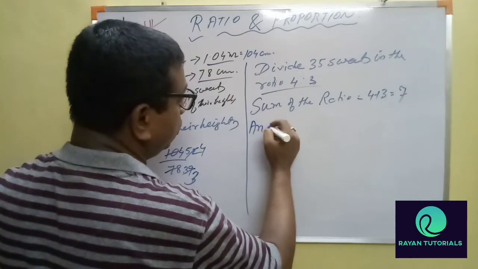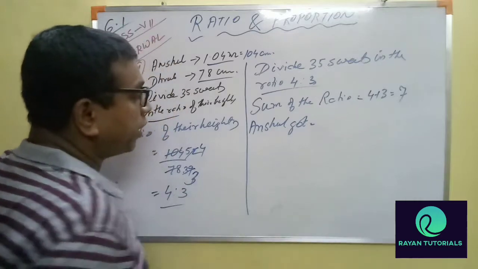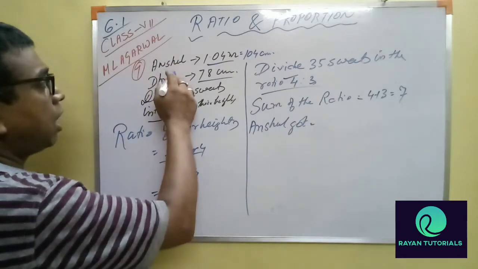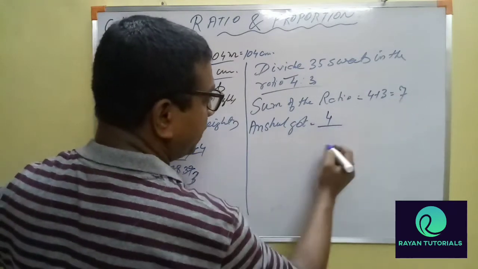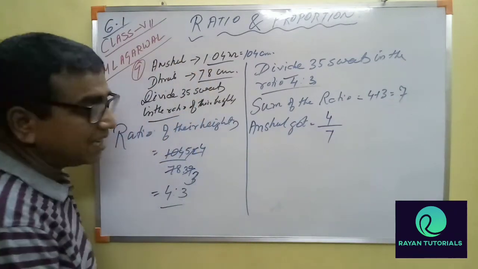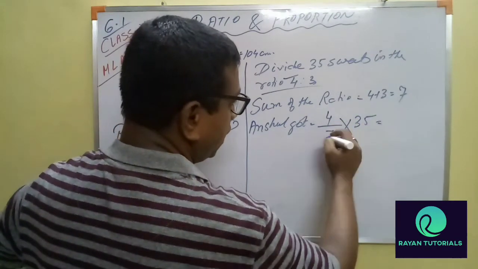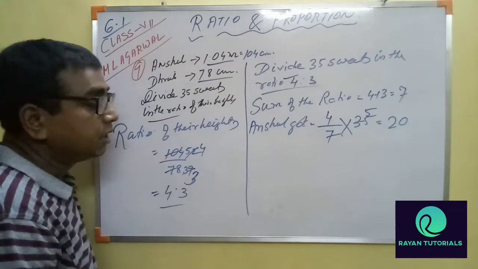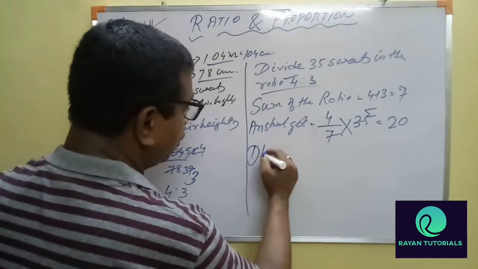Now Anshul got. Okay, what is Anshul's part? 4. Anshul was first, so 4 divided by the total sum 7 into the total number of sweets equals to 7 5s are 35, 4 5s are 20. Understood how I did this one? Very good.